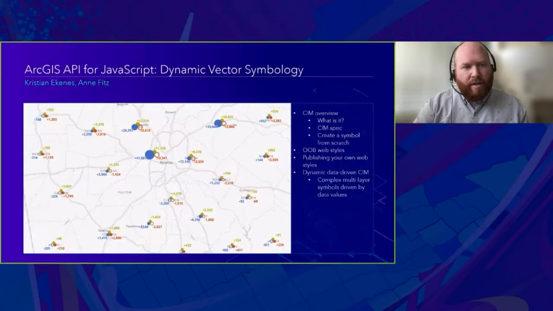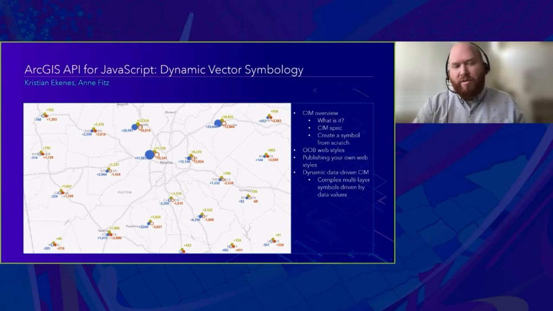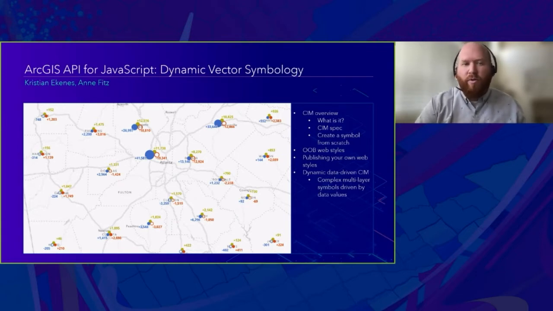So I'm going to go ahead and just walk through a few sessions that will highlight some of these things. This session that Anne and I will present on dynamic vector symbology, we'll talk about the web styles I just mentioned, but we'll also dive into the CIM specification and how to create those symbols from scratch if you so desire. So you don't need to just use the out-of-the-box symbols. You can create your own dynamic web symbols. We'll also walk you through how to publish those from Pro so you can use them in your organization and online or in the custom JavaScript application.